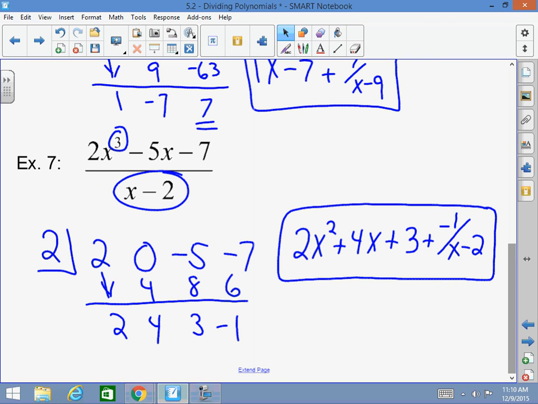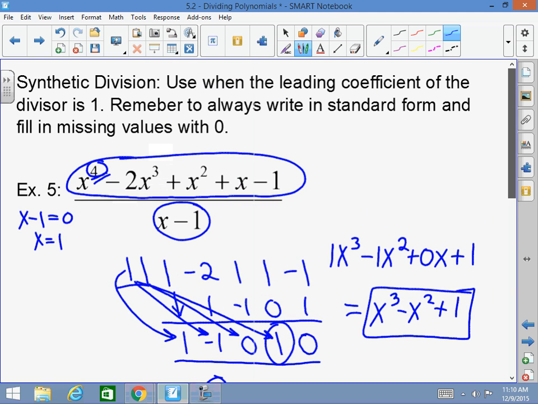This is where you have to be real careful. Yes, sir? What if the x has a coefficient at the bottom end? I don't understand what you mean by that. If there's a coefficient here in front of the x, then you cannot use synthetic division. That's why I said at the beginning of synthetic division, you can use it when the leading coefficient of the divisor is 1.